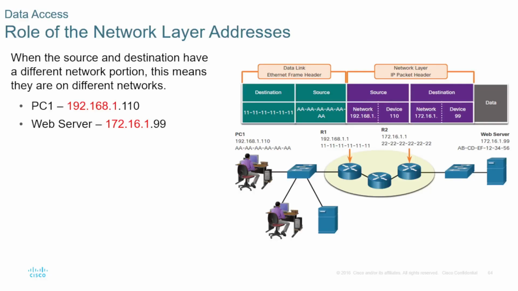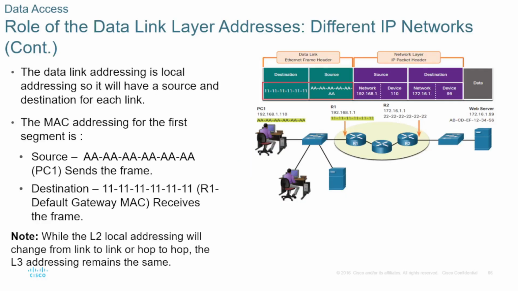When the source and destination have a different network portion, this means they are on different networks, as shown here for PC1 and the web server. When the final destination is on a remote network, the network layer provides the data link layer with the local default gateway IP address. The default gateway is the router's interface IP address that belongs to the local area network. You can think of it as the doorway or gateway that leads to all other remote networks. Every device on the LAN must know the address of this gateway. Without it, any traffic meant for remote networks would never leave the LAN.